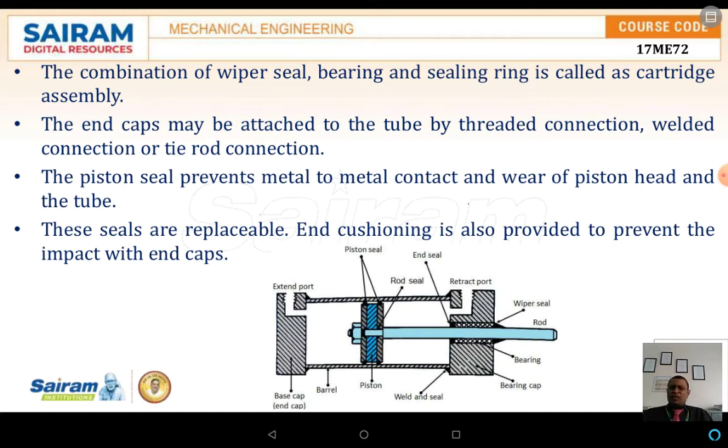The cylinder tube is fitted with end caps. The pressurized oil or air enters the cylinder chamber through the port provided, and the rod end cover holds the plate and the wiper seal, which prevents leakage of the oil and the entry of contaminants into the cylinder. Now here the combination of the wiper seal, bearing and the sealing ring is called the cartridge assembly. This cartridge assembly will be at the rod end.